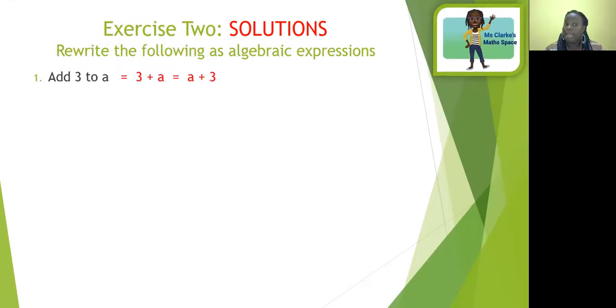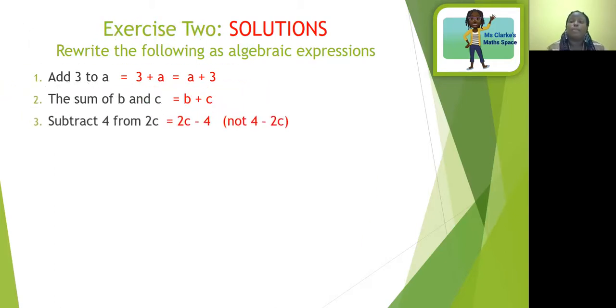So add 3 to A is the same as saying 3 plus A, which is A plus 3. That's another way of writing it. Question 2, the sum of B and C is the same as saying B plus C. Question 3, subtract 4 from 2C. So we know we need to write 2C first. So it'll be 2C minus 4 and not 4 minus 2C. So be very careful there, guys.